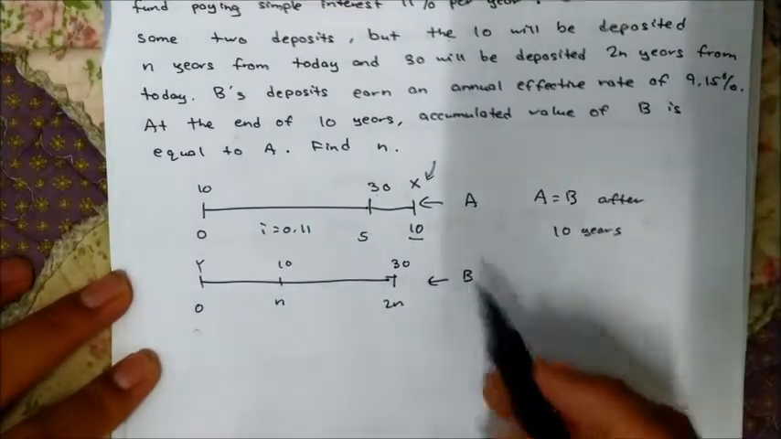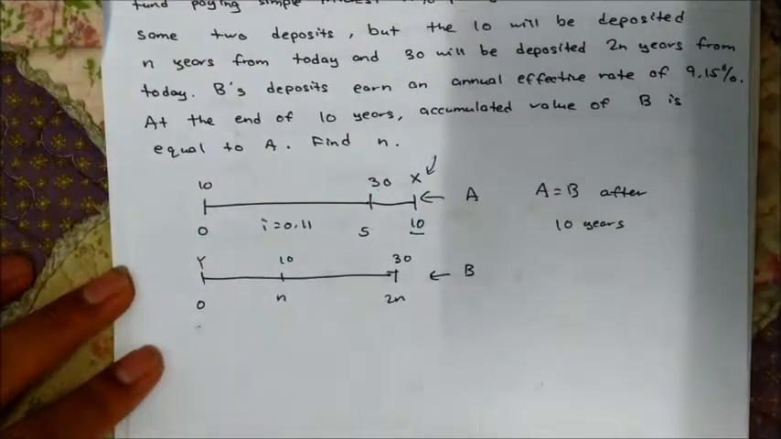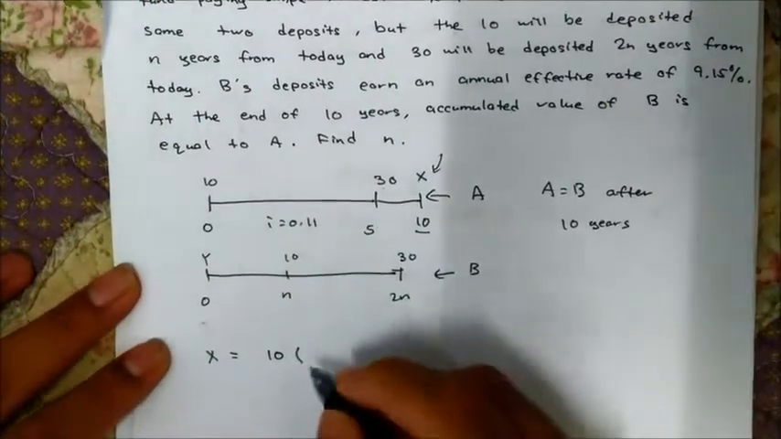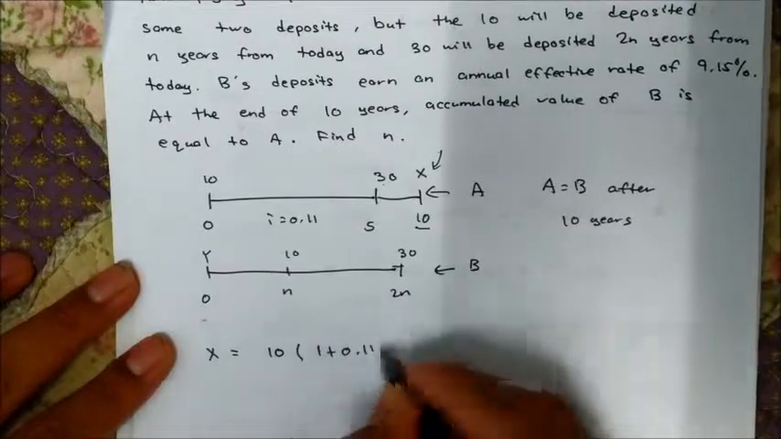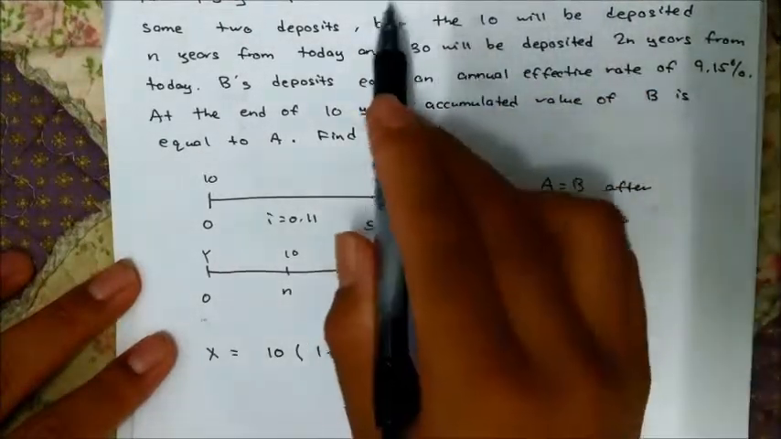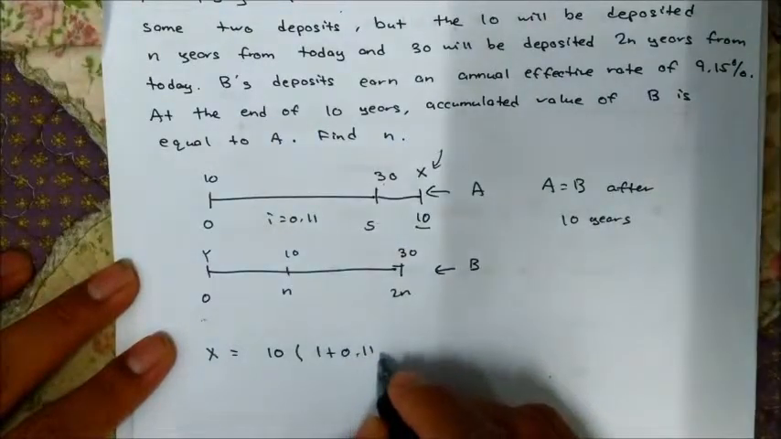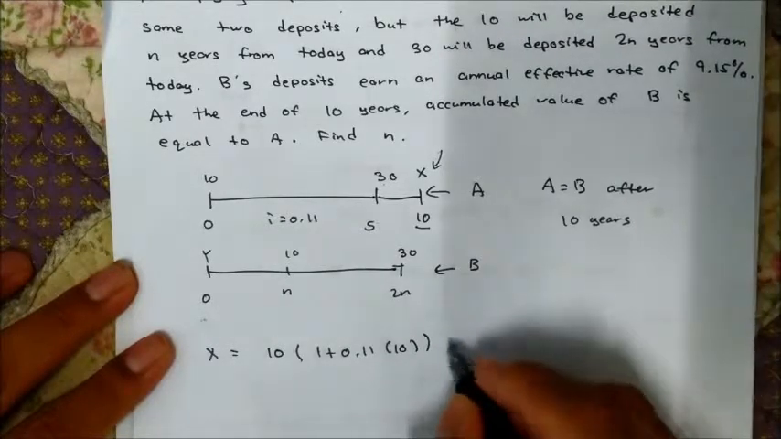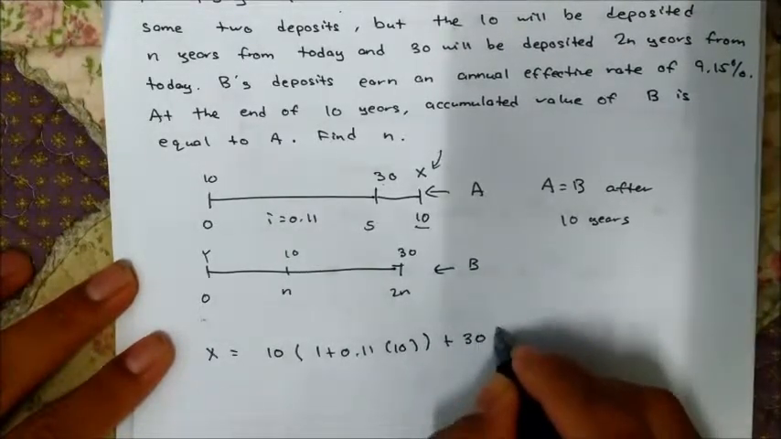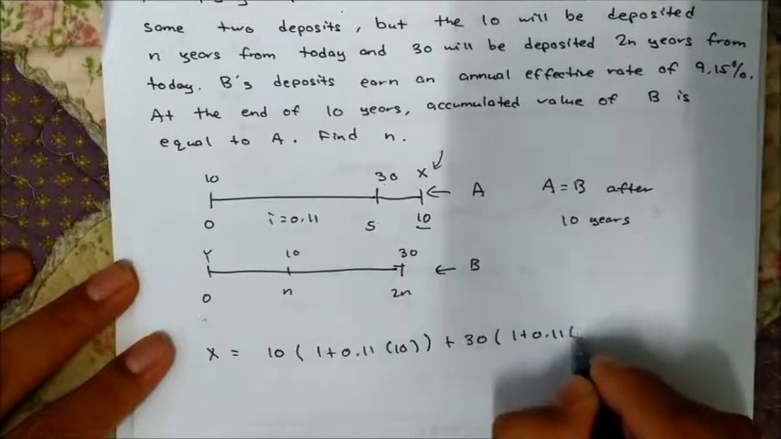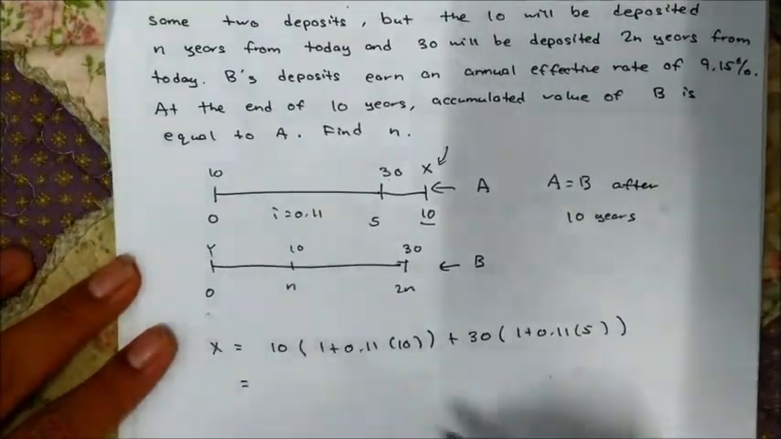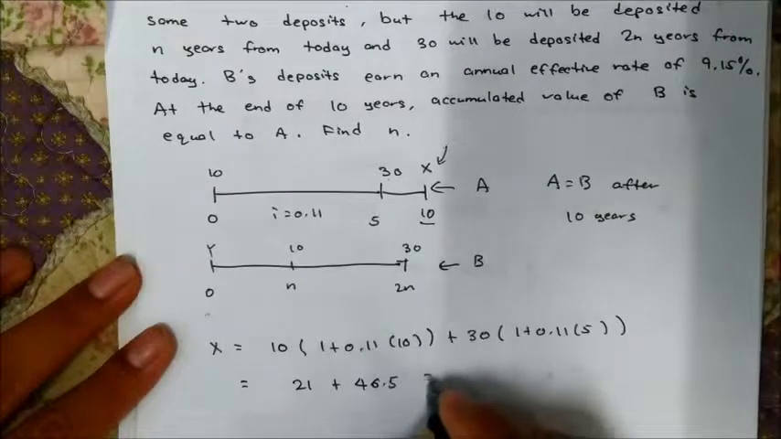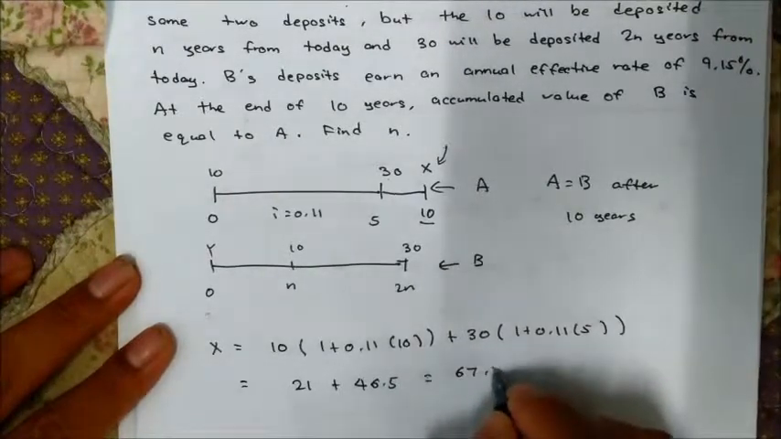So first of all, accumulation on Fund A, which is x, is equal to 10 times 1 plus 0.11, and since the question said that A uses simple interest, we are going to use the simple interest formula, which is 0.11 times 10, plus 30 times 1 plus 0.11 times 5. Therefore, we'll obtain 21 plus 46.5, which is equivalent to $67.50.